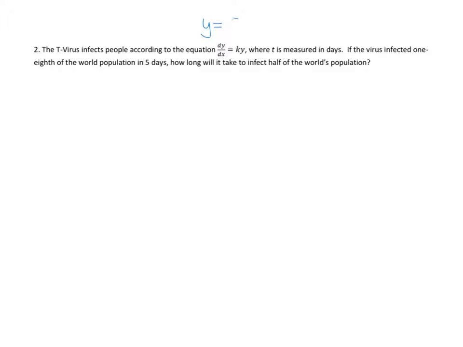Alright, the next question says the T virus infects people according to the equation dy/dx equals ky. If you solve for y, you would end up getting this equation, where t is measured in days. If the virus infected 1/8 of the world's population in 5 days, how long will it take to infect half the world's population? This is a 2-step problem because they don't give you k, so there's no way you're going to be able to find out how long it takes to infect half the world's population. When I set up this equation, I'm going to have 1/2 C left over, and I'm looking for t, and I don't even know k, so I can't really move on.